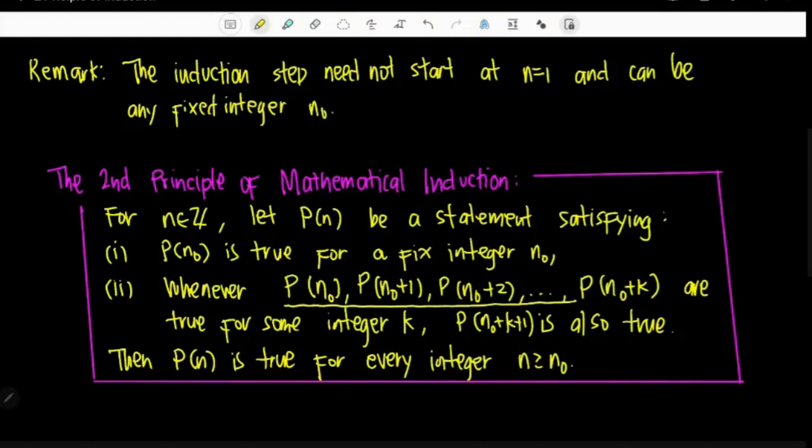So instead of just assuming P of n sub 0 plus k, we're now assuming all the propositions from the starting point P of n sub 0 up to the arbitrary point P of n sub 0 plus k. And then we will show that the next proposition at n sub 0 plus k plus 1 is also true.